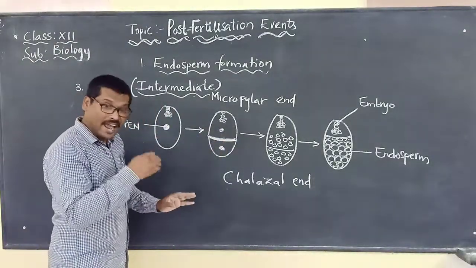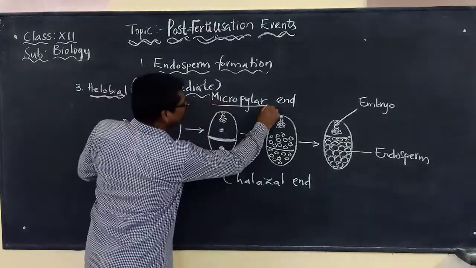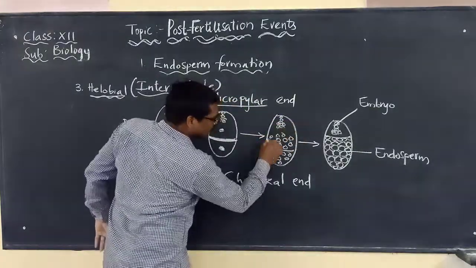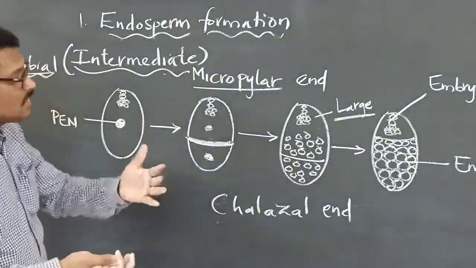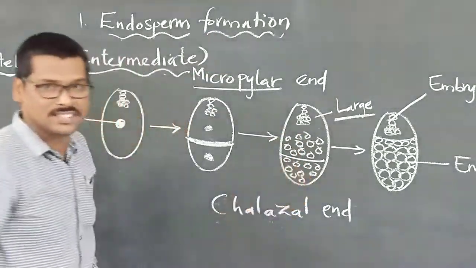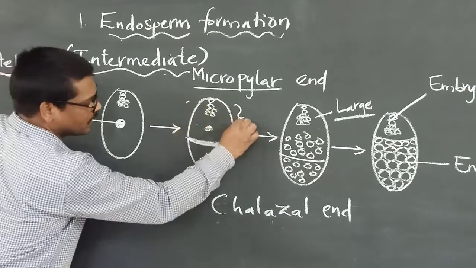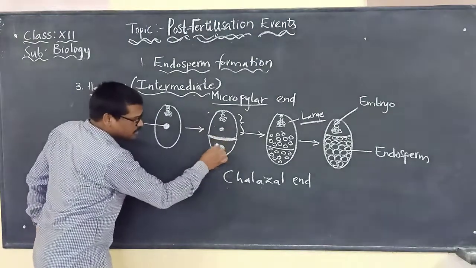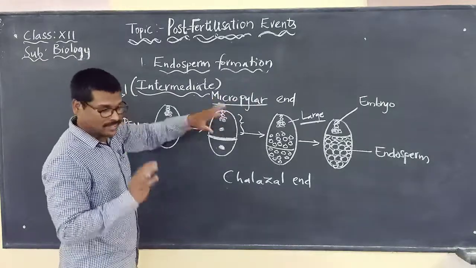They are separated. And if you see clearly, the cell towards the micropylar end of this embryo sac is large in size. See here, this cell is a little large in size. So you have to remember that the cell towards the micropylar end is large, and the cell towards the chalazal end is smaller in size, having two nuclei only. So this is small and this is larger in size. The cell towards the chalazal region is small and towards the micropylar end is large in size.